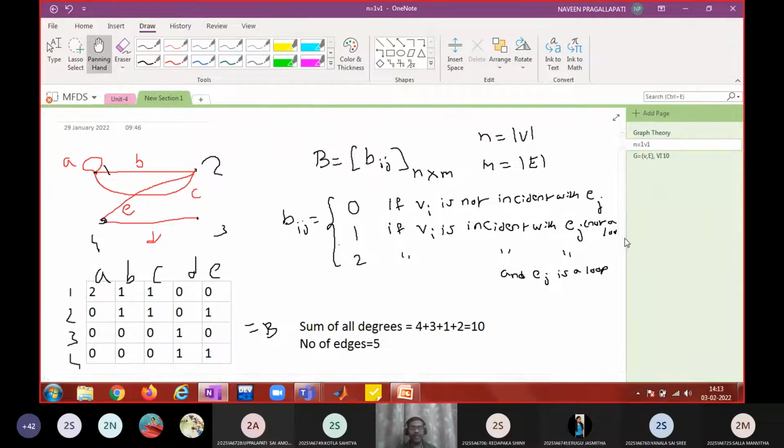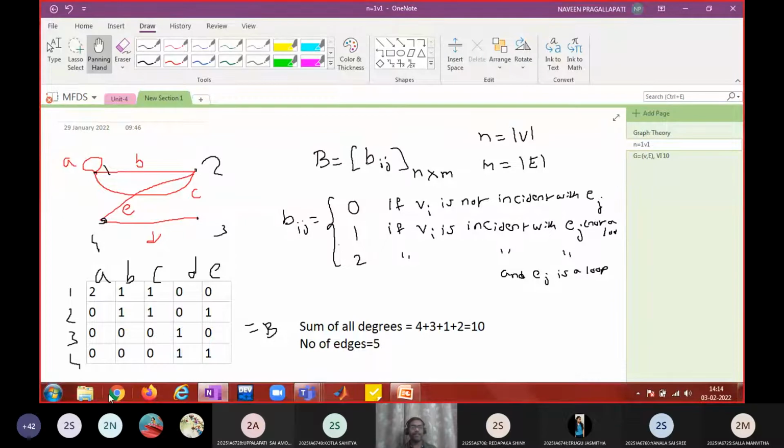So that is how we write down the incidence matrix. In the incidence matrix you can see the sum of each column is 2. And how do you get the degree? By adding the row. 2 plus 1 plus 1, 4. Degree of 1 is 4. 1 plus 1 plus 1, 3. Degree of vertex 2 is 3. For 3, 1. For 4, 2.